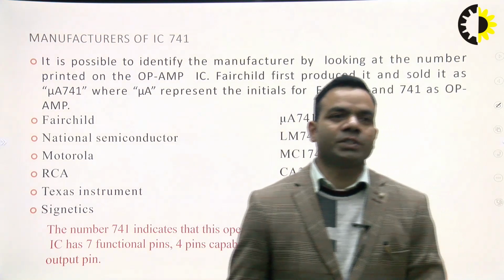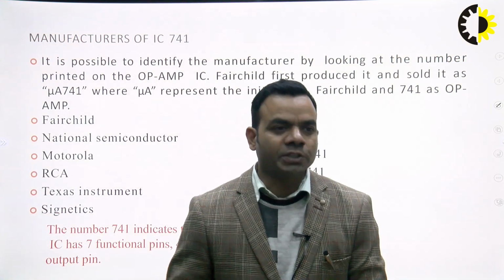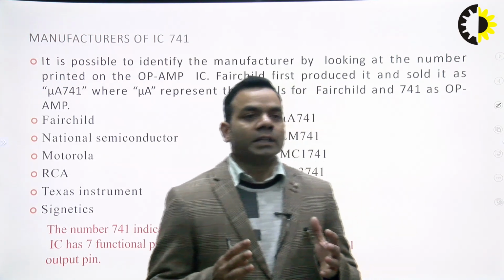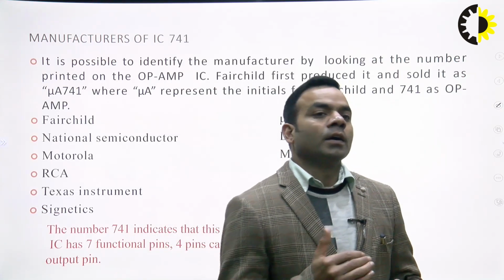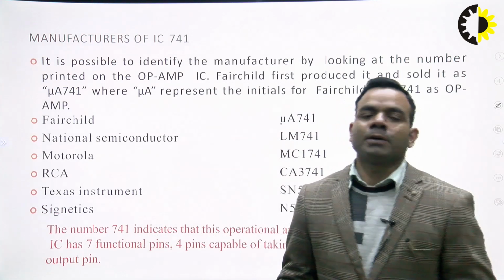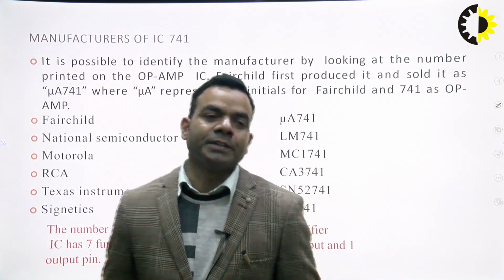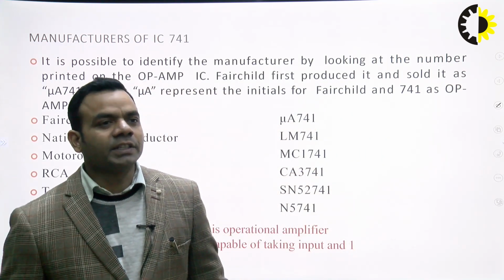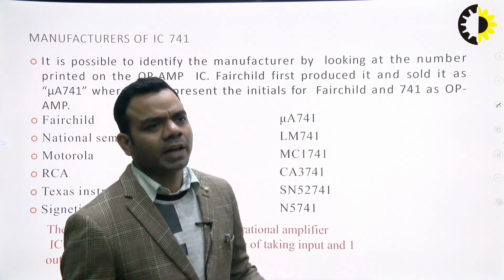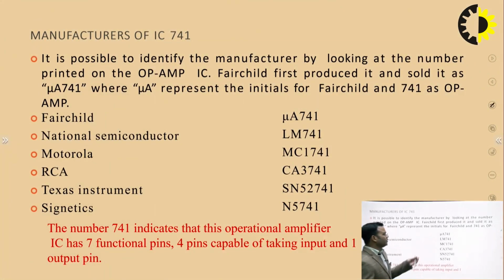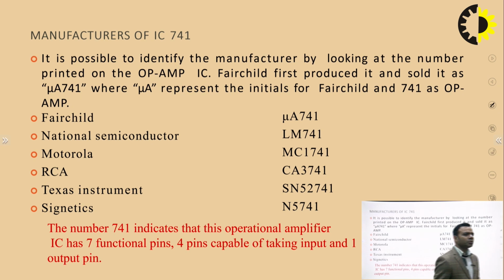As its name suggests, IC 741 is an operational amplifier. That means it is a device which works as an operational amplifier. This device can amplify the signal as well as perform several arithmetic operations like differentiation, integration, addition, subtraction, log, anti-log, as well as several other applications. These are the manufacturers of IC 741 like Fairchild, National Semiconductor, Motorola, RCA, Texas Instruments, Signetics.